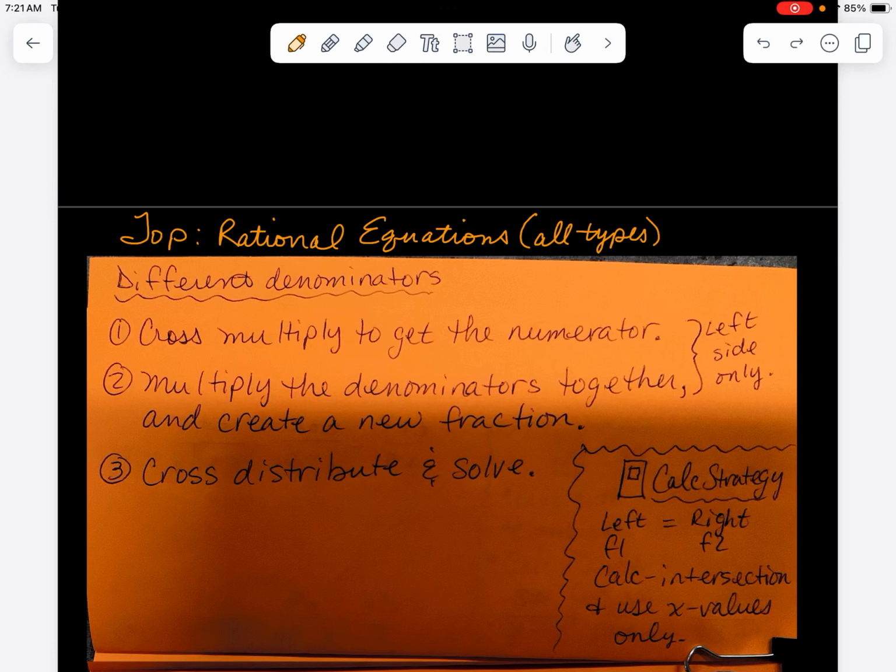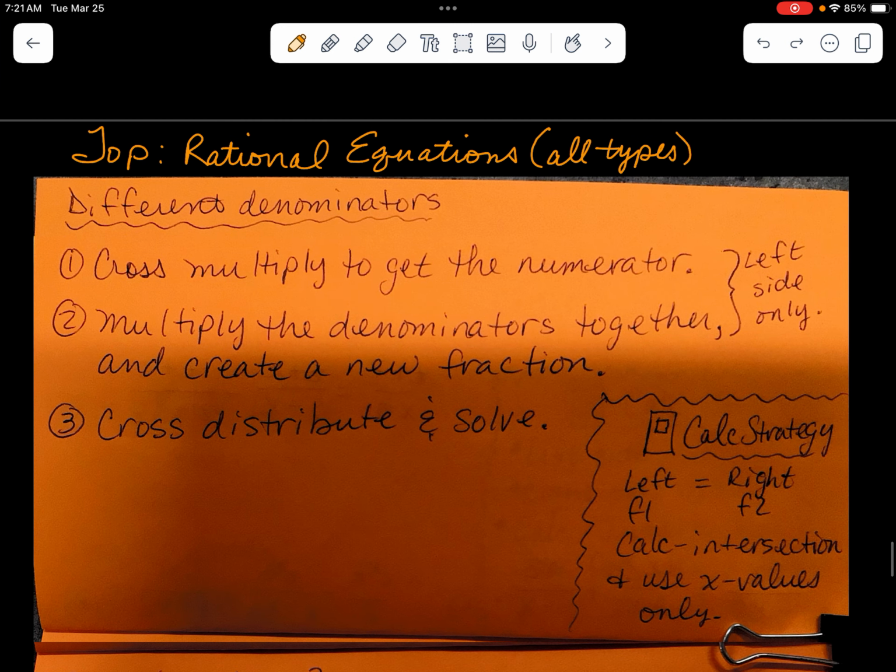In this video, I'm going to show you guys how to solve rational equations that have different denominators. So these are the steps that I have outlined here. The first thing we're going to do is cross multiply or cross distribute to get the numerator of our new fraction. And then we're going to multiply the denominators together to get a common denominator. And then we're going to cross distribute again and solve. And of course, we can apply the calculator strategy here, which I'll show you.